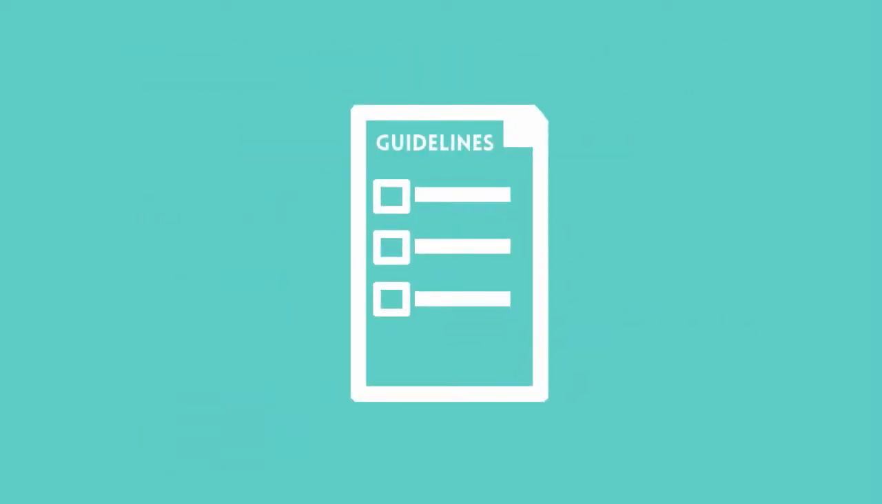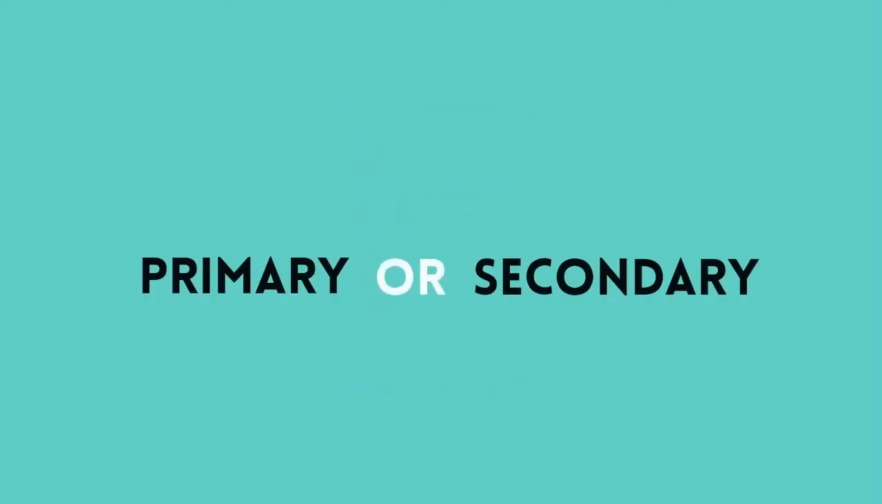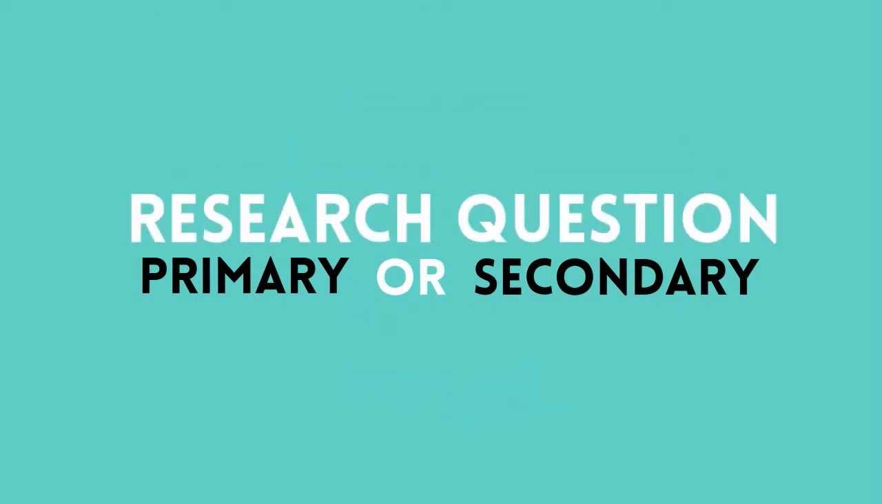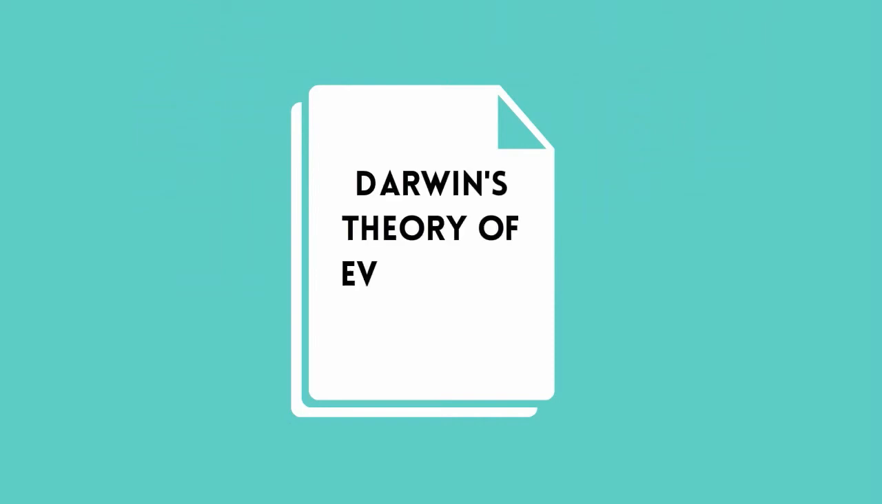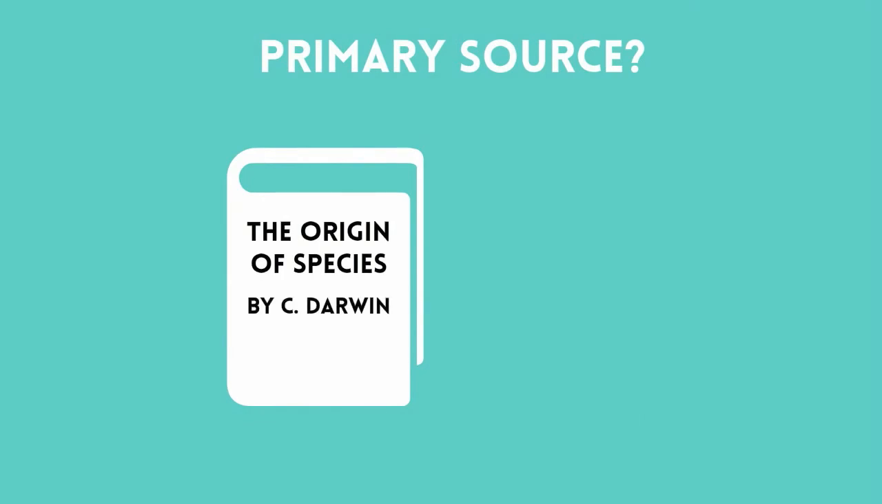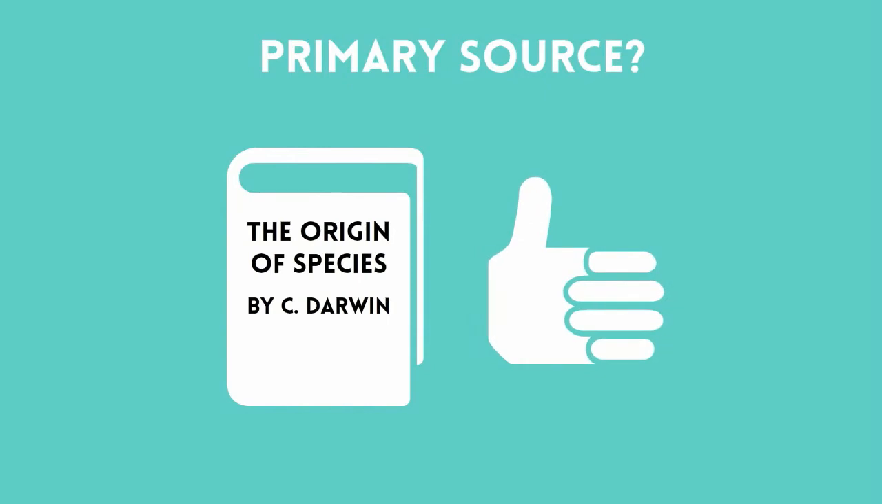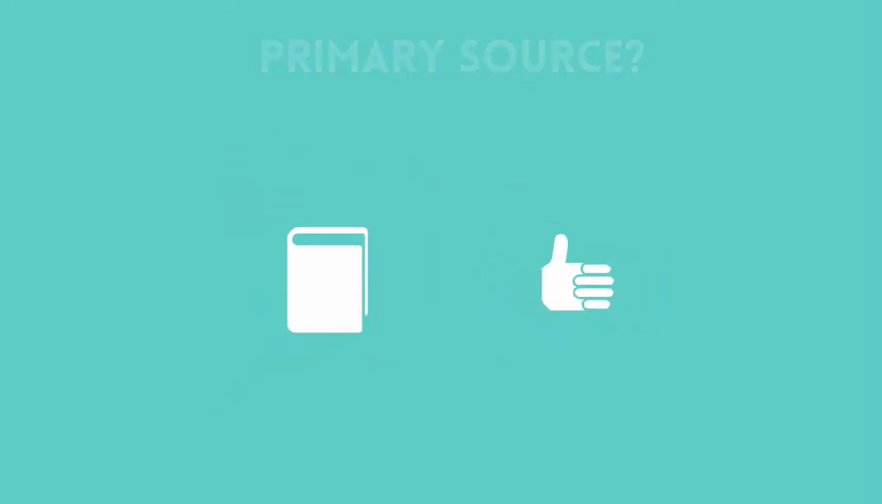So far, we've introduced you to general guidelines for understanding primary and secondary resources, but in more complex situations, you must take your research question into account. Let's say you're writing a research paper on Darwin's theory of evolution. In that case, the book, The Origin of Species by Charles Darwin, would be considered a primary source as it explains Darwin's theory in his own words, with no outside interpretation.